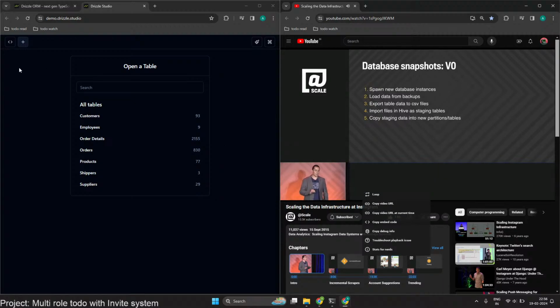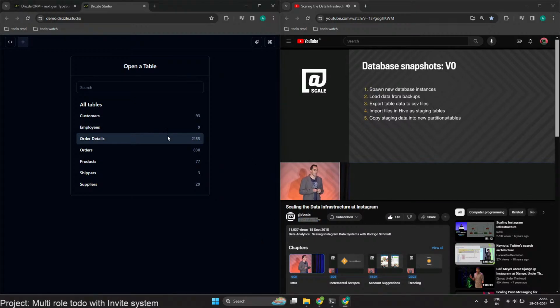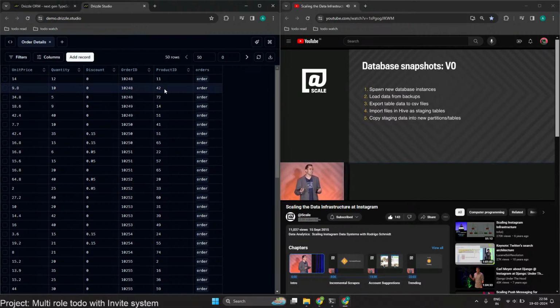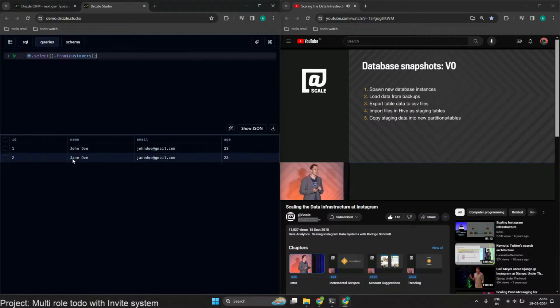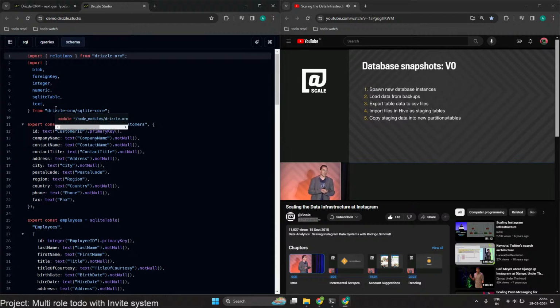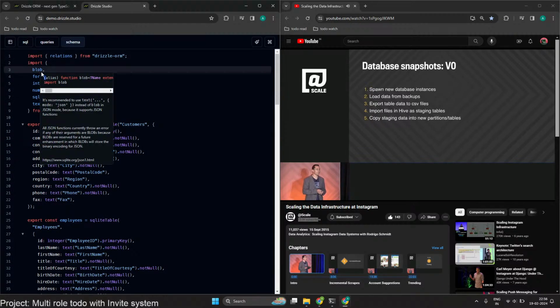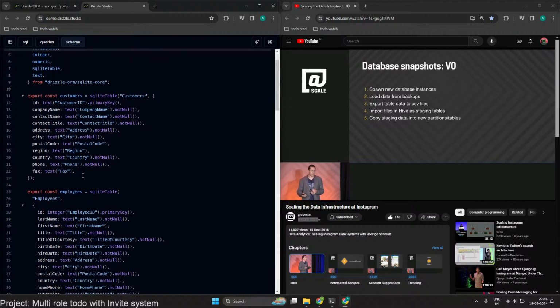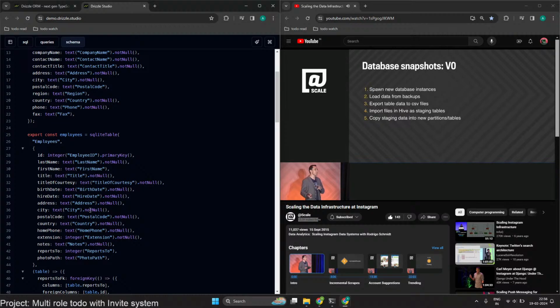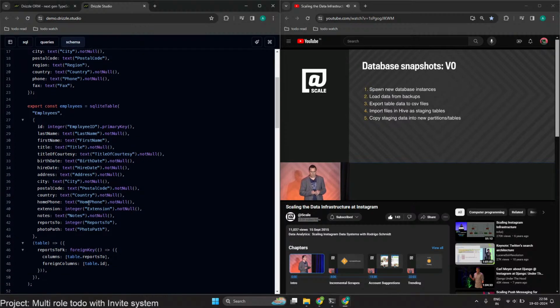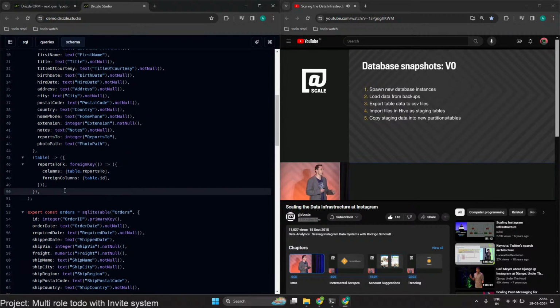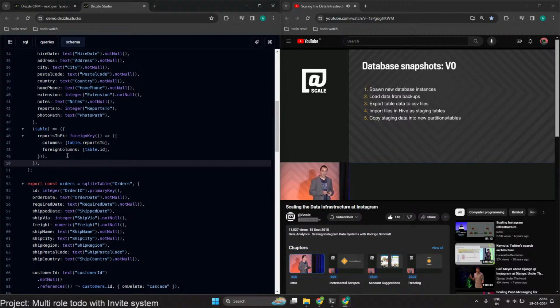I call this the database snapshot v0. So if that was 2 years ago and I wanted to get a database snapshot, that's what I would do. I would start new Postgres instances in AWS. I would load the data from S3, from backups of the master databases. I would export the table data from those new instances into CSV files, import those CSV files into Hive, a staging area, and then migrate from my staging area into an actual partition that then could be queried by analysts and other engineers.